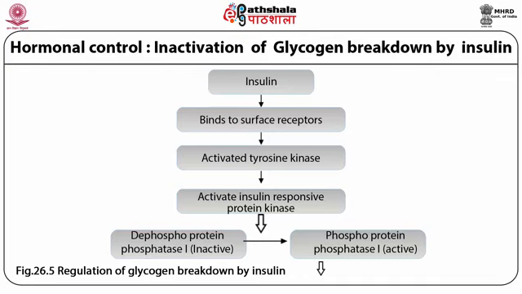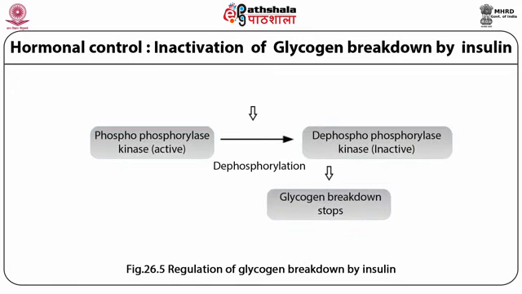Protein phosphatase 1 ensures dephosphorylation of phosphorylase kinase. Dephosphorylation makes it inactive. Dephosphorylated phosphorylase kinase, which is inactive, is unable to phosphorylate glycogen phosphorylase B. It results in a decrease in glycogen breakdown.